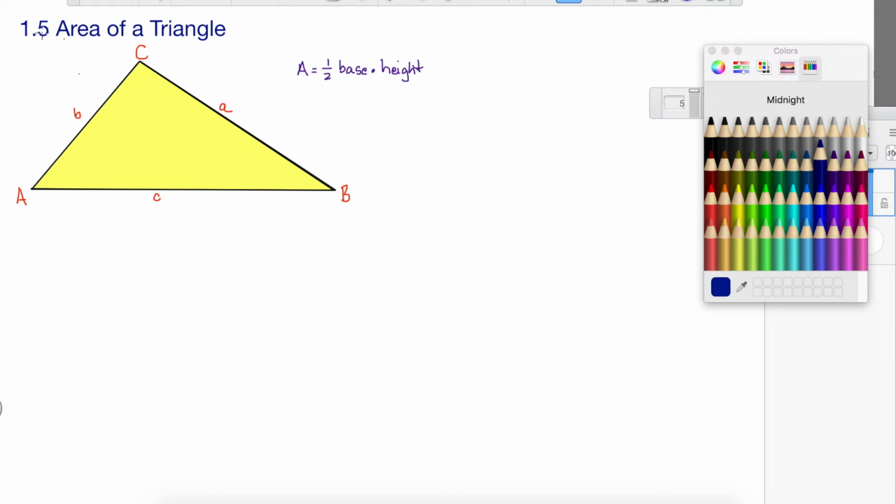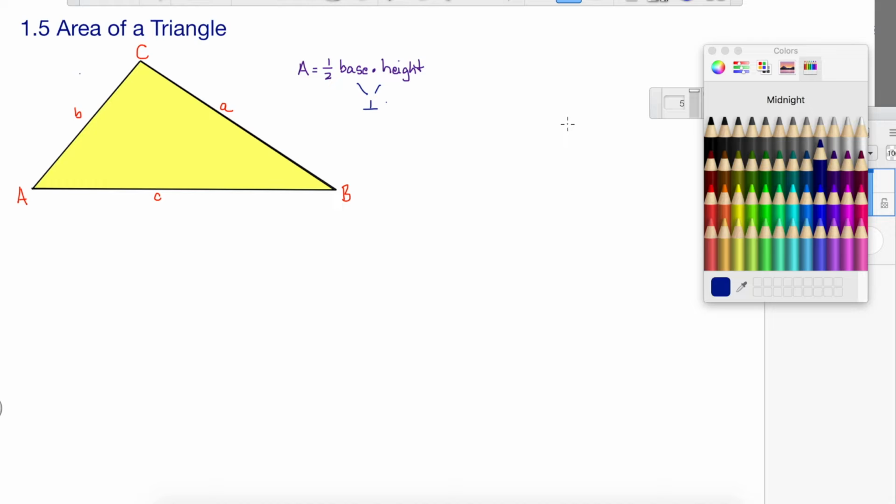Thought I would make a video for area of a triangle 1.5, and then you can tackle the practice set. So we know the area of a triangle is 1/2 base times height, and the relationship between the base and the height here have to be perpendicular, right?